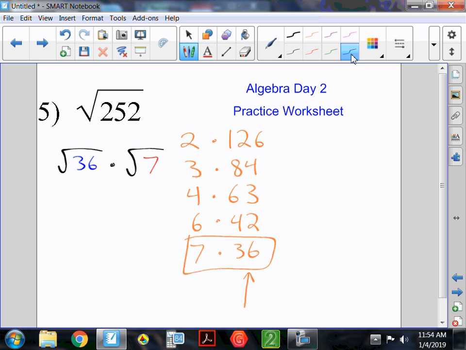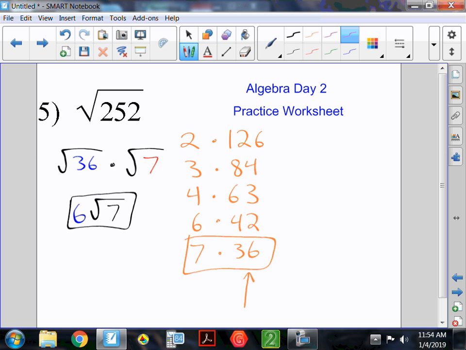Square root of 36 is the number 6. The square root of 7 does not simplify, and that's my answer. So 6 root 7. You can stop the video there, that's the end, but I am going to show you another way to do it in case you stopped at 4 times 63.